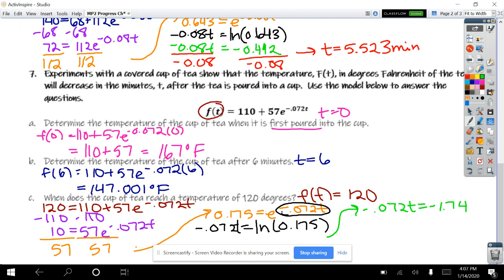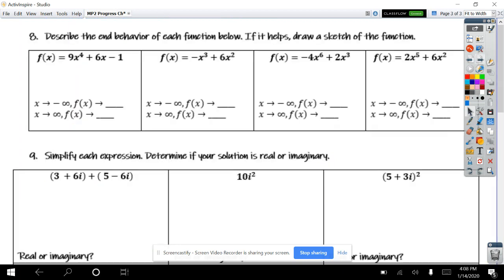And then you divide both sides by negative 0.072. So you get t equals, in your calculator, 24.173 minutes. So I understand if you're watching this video to get help, but I really recommend practicing putting this stuff in the calculator because you could understand the steps, but if you make mistakes in your calculator, you're going to end up losing points somewhere if you don't have the accurate answers.